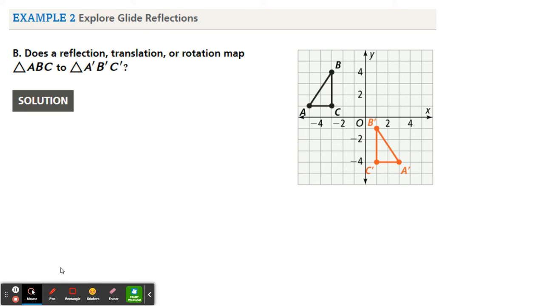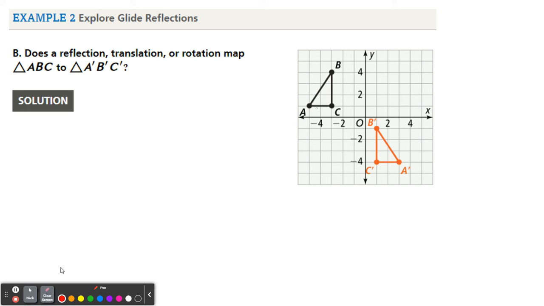All right, part B. It says, does a reflection, translation, or rotation map triangle ABC onto triangle A prime, B prime, C prime? So it's looking for a single transformation. Well, if I do a reflection, I believe I could reflect it. No, I can't reflect it because it's too high. They're not straight across from each other. There's no diagonal line I can do it across either. So no, there's no reflection.